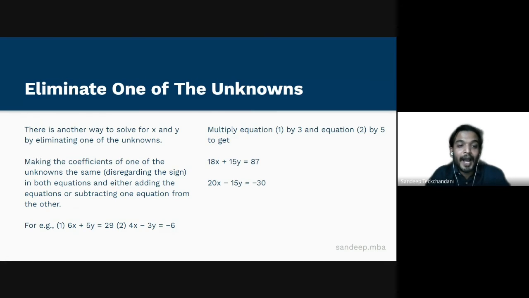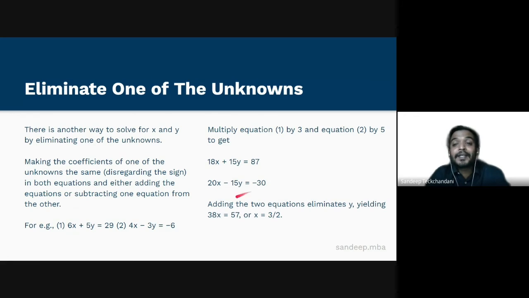Adding the two equations eliminates y because plus 15y and minus 15y will cancel, yielding 18x plus 20x is equal to 38x and 87 minus 30 is equal to 57. Therefore, I'll get 38x is equal to 57. In the next step, I'll divide by 38 and the value of x is equal to 57 upon 38. 57 upon 38 will be reduced to 3 upon 2 and the value of x will be equal to 3 upon 2.